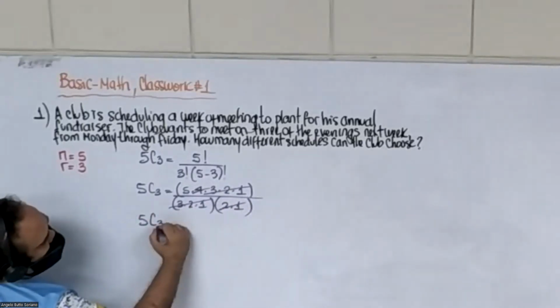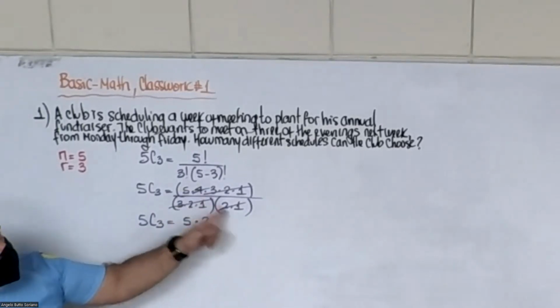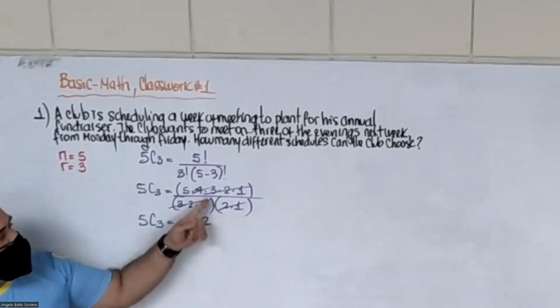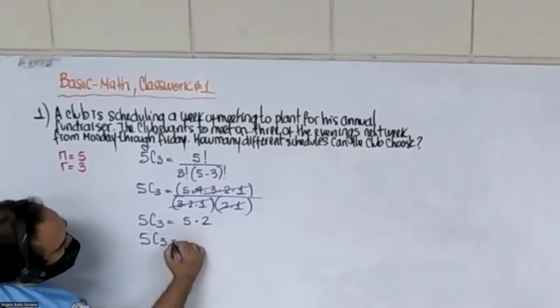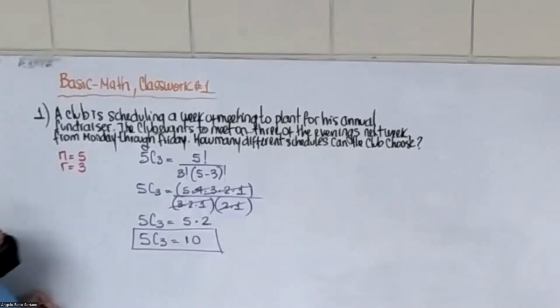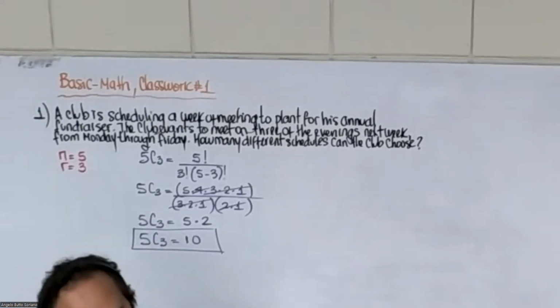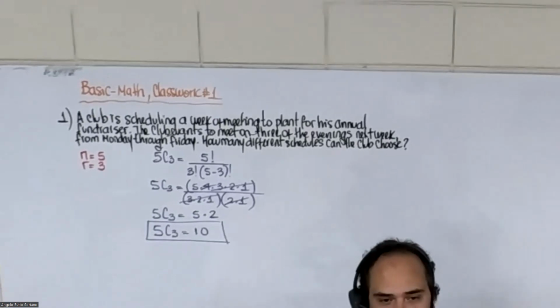So 5C3 equals 5 times 2, because 4 divided by 2 is 2. So 5 times 2 will be 10. And this is going to be the solution of the first problem. Okay? No big deal. Any questions on this part? No? Excellent. We have the first answer.